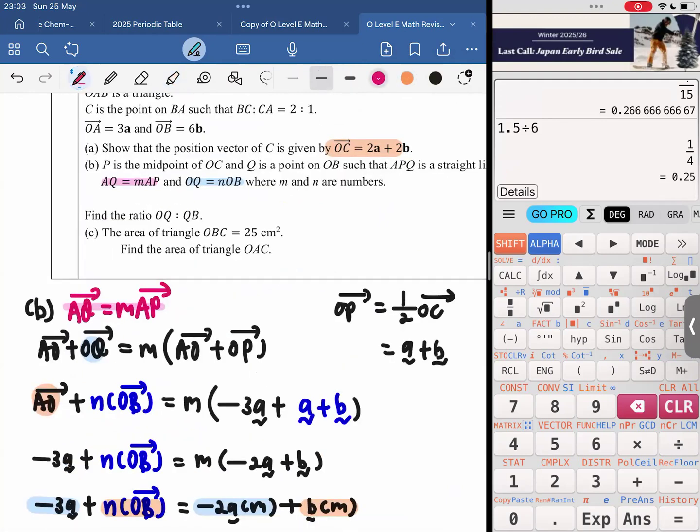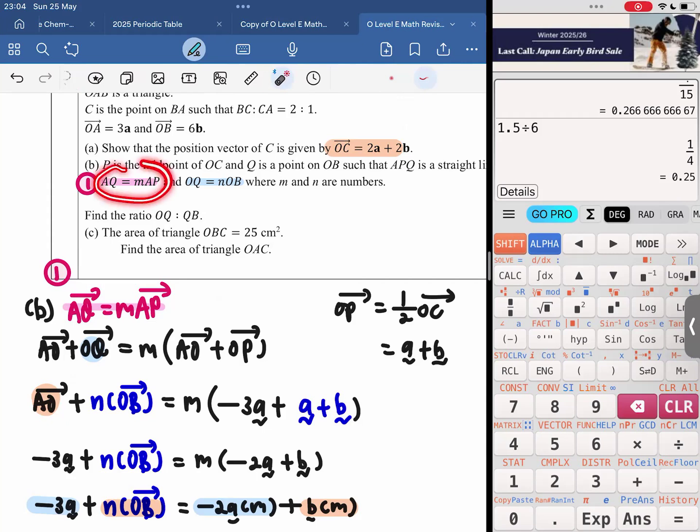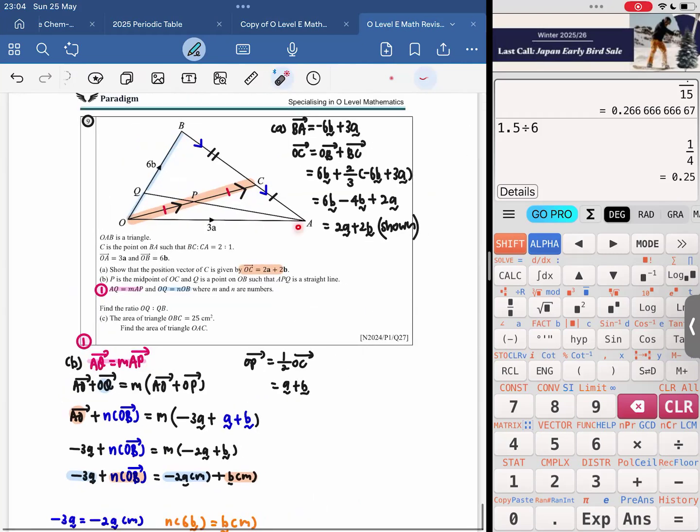So we started with this pink color one. We started with this line here, which is over here. Okay, this pink color one here, over here. Then after that, when we start from here, we rewrite AQ and AP. So AQ is AO plus OQ, right? Then AP is AO plus OP.